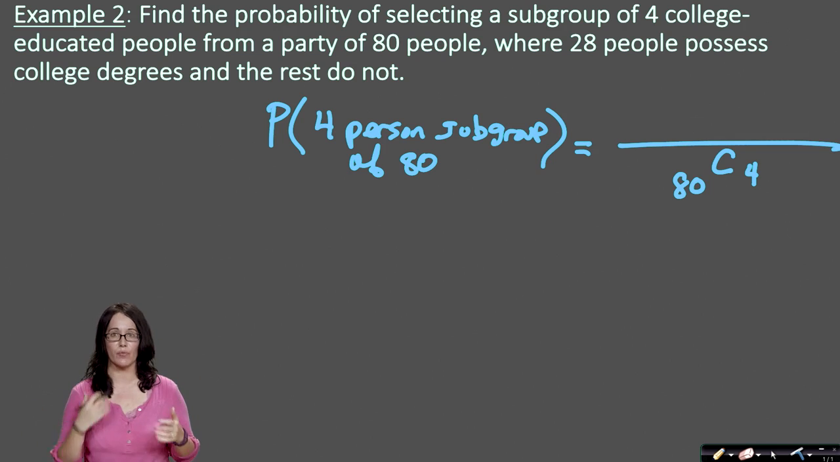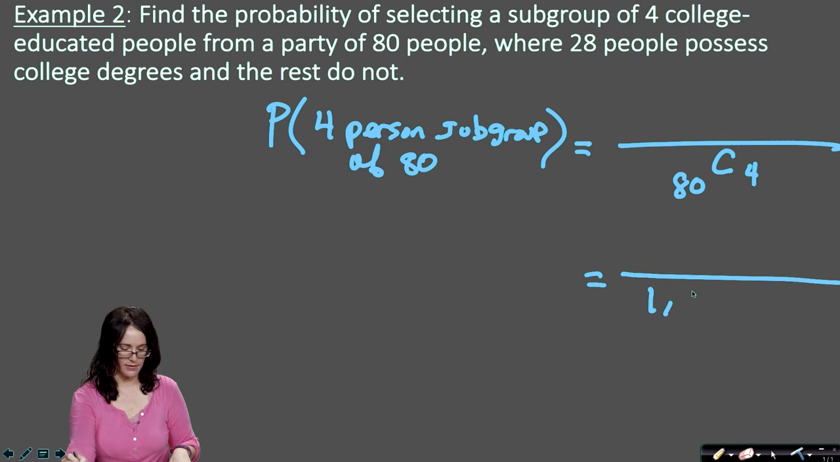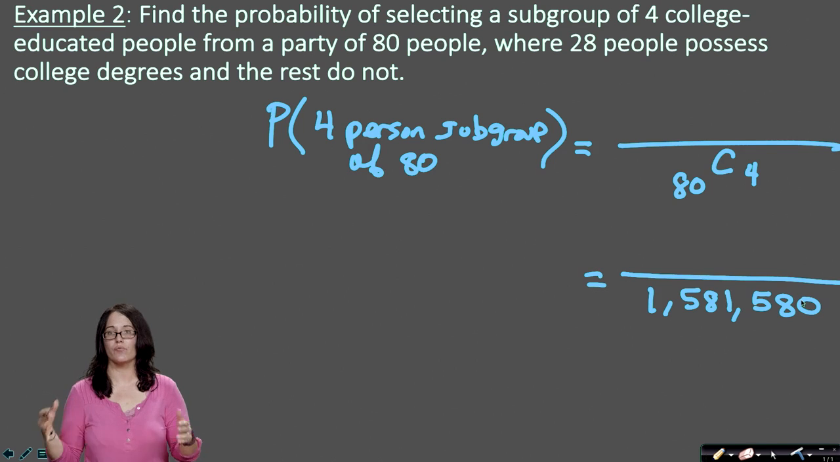That's the total number of ways that if you had 80 people in a room, you could make 4-person subgroups. If you were dividing them into groups of 4, this will be the number of ways that can happen. Once again, feel free to use your calculator or the formula to get that number. When I got that number in my calculator, it was a big number. It was 1,581,580.